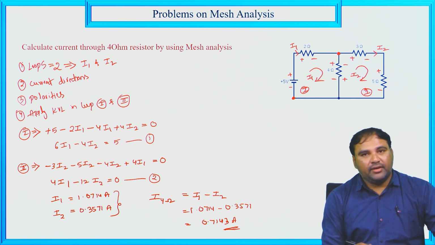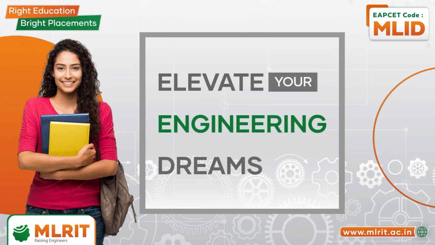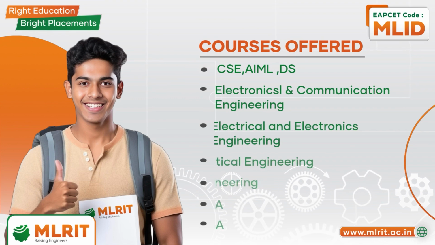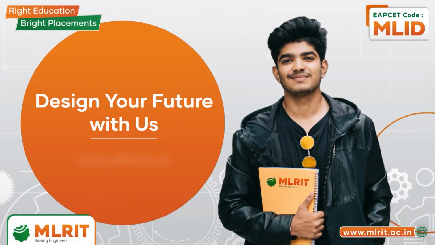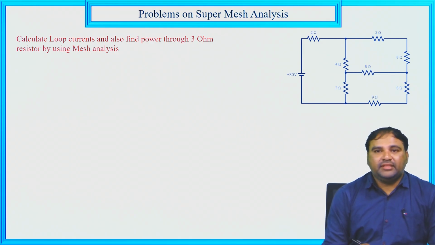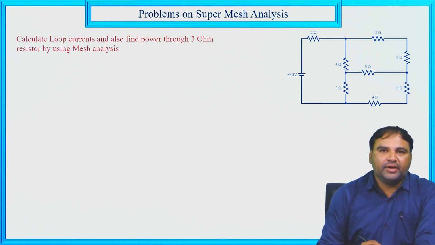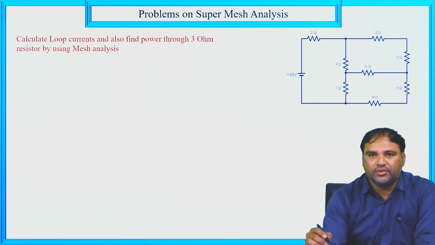Now I am taking 3 loops here. For the 3 loops, how can we simplify the given circuit? In this case also, first we have to find the total number of loops. So how many loops are there in the given circuit? First loop, second loop and third loop.